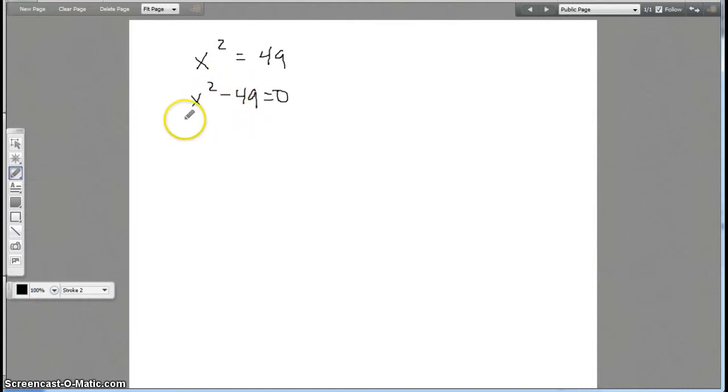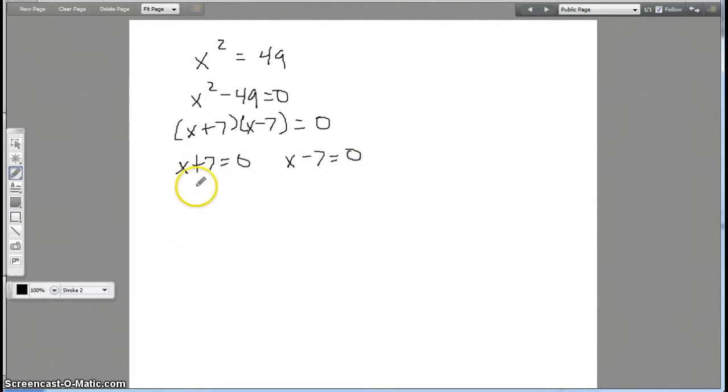And now we factor the left side, which is going to be x plus 7 times x minus 7, because this is a difference of two squares. Say that equals 0. And then we set each factor equal to 0. X plus 7 equals 0, and x minus 7 equals 0. So if x plus 7 equals 0, we can subtract 7 from both sides and get x equals negative 7. And when x minus 7 equals 0, we can add 7 to both sides and get x equals 7. So x equals negative 7 and x equals positive 7, both of those values make this equation true.